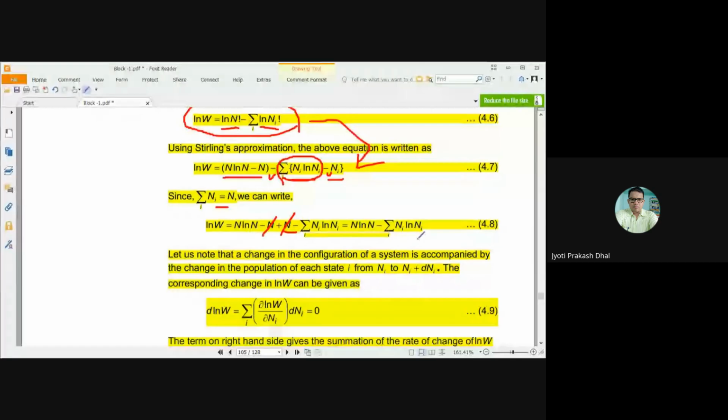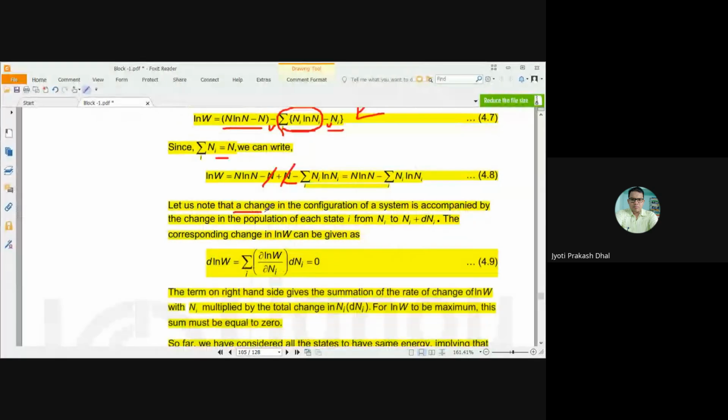So let us note a change in the configuration of a system that is accompanied by a change in the population of each state i, from ni to ni plus dni. That means there will be a small change in every state i. So the change will be ni to ni plus dni.